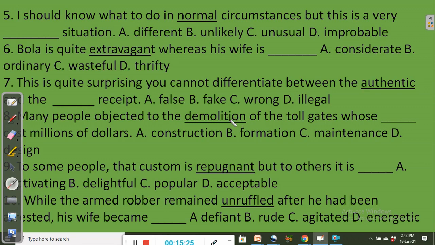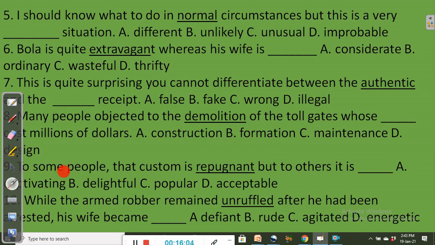All right? And so let's look for the opposites, which should also put in here. The whose dash costs millions of dollars. A, construction. B, formation. C, maintenance. D, design. The appropriate answer is construction. You can talk of the cost of the construction of a house, which collocates with cost and also collocates with toll gates, which you construct. All right?